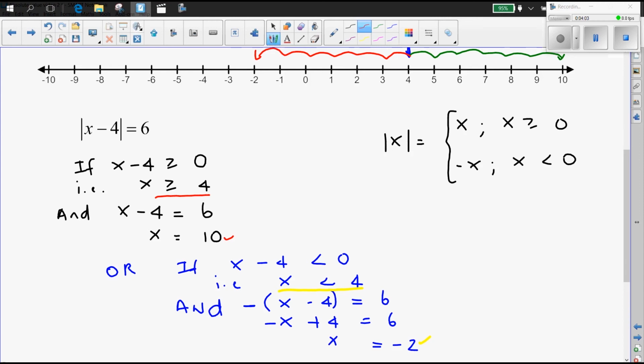I can rewrite the second solution as x minus 4 equals negative 6, and I have that x equals negative 2.